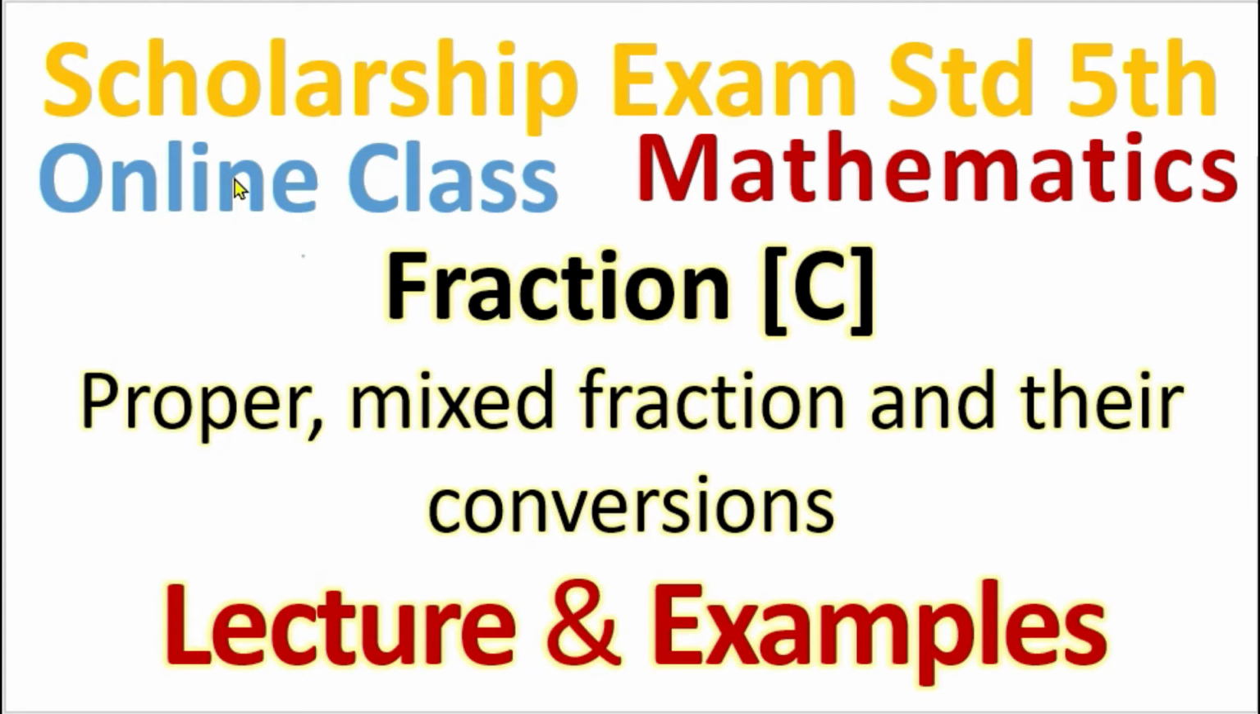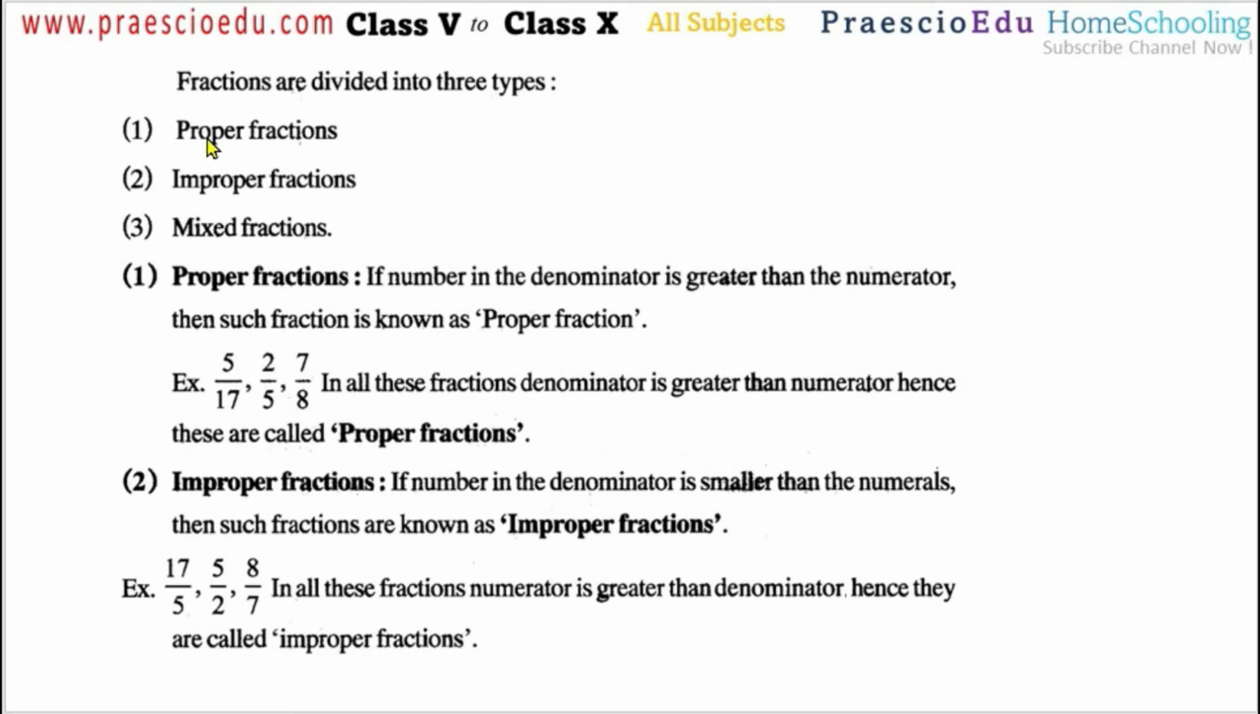Till the last video we have seen their comparisons. In this one, we are going to see the types and their conversion. So what exactly are proper fractions, improper fractions and mixed fractions? Proper fractions means the denominator should be greater than the numerator. This is very simple. Here is one fraction, where the denominator is greater than the numerator. Here also the same, and here also. This type of fraction we call proper.